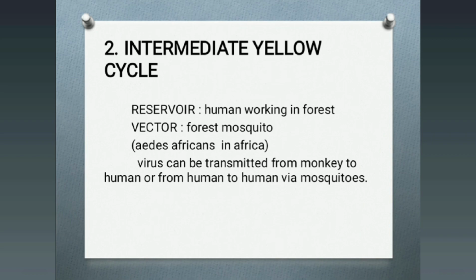Second one, the intermediate yellow fever cycle. The reservoir is humans working in the forest, who will be affected. The vector causing infection is forest mosquitoes, Aedes africanus in Africa. The virus can be transmitted from monkeys to humans or from humans to humans via mosquitoes.